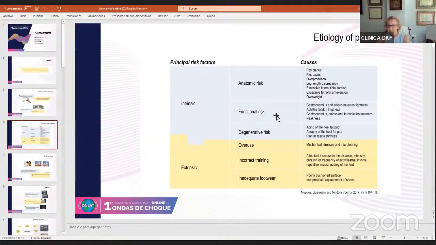The functional risks are associated with tendon tightness or with weakness of the muscle, gastrocnemius and soleus muscle. And of course, like ever, the degenerative risk related to aging and to atrophy of the heel fat. And the extrinsic factors have to do with overuse, mechanical stress, microtrauma, incorrect training, inadequate footwear.